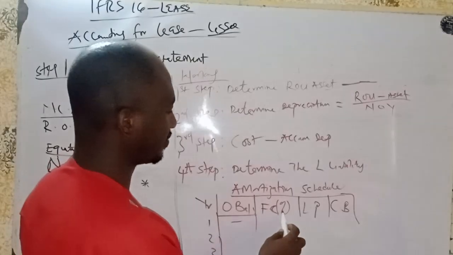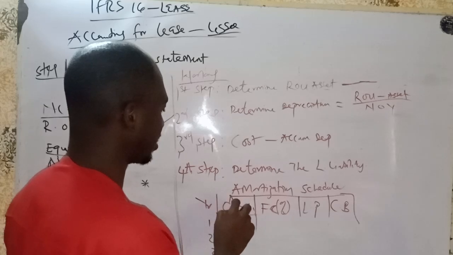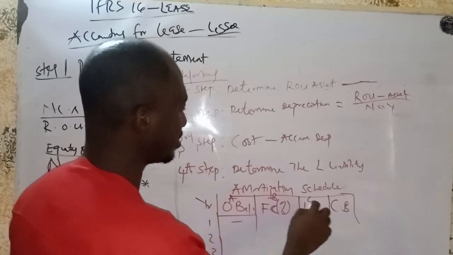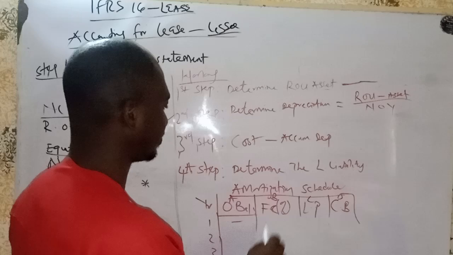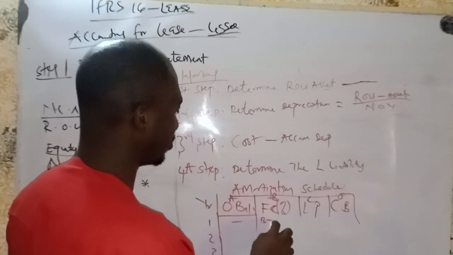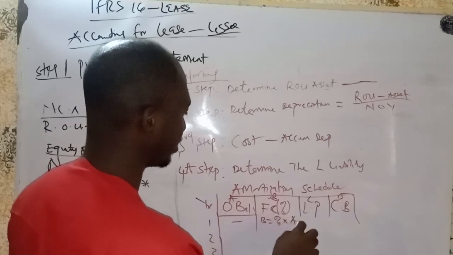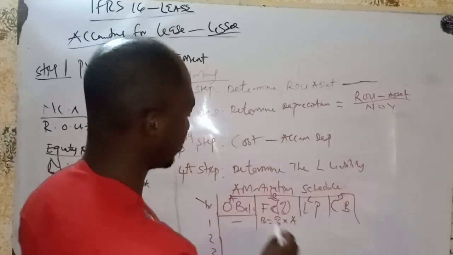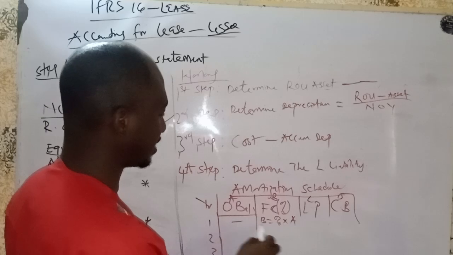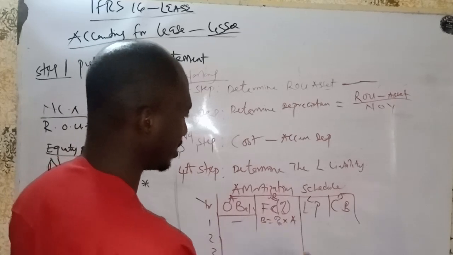Then you will charge this finance cost on this. Let's assume this is A, this is B, this is C, this is D. B now will be equal to percentage multiplied by A. The interest rate that is given to you multiplied by the opening balance. That is what will give you this one.